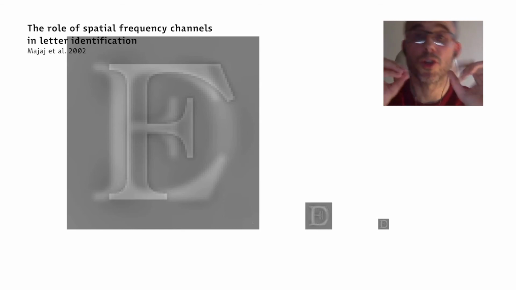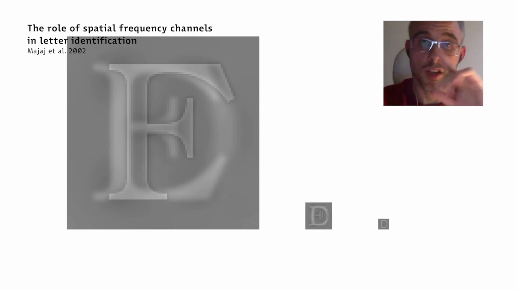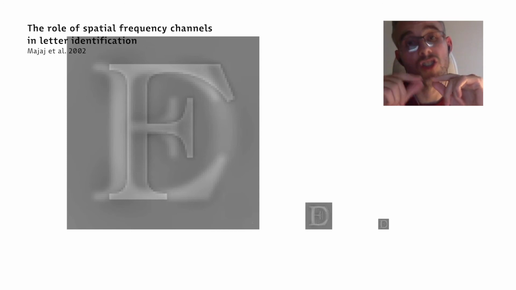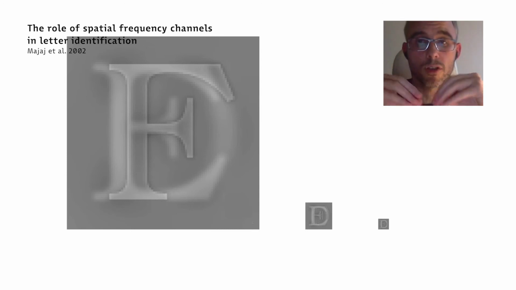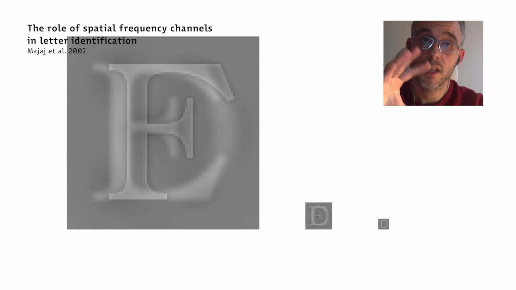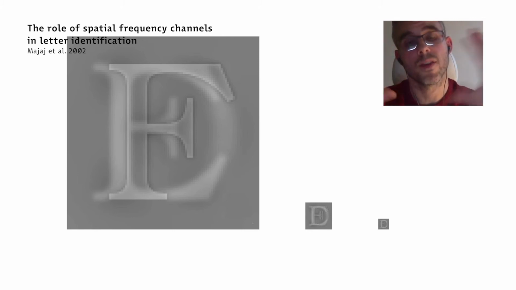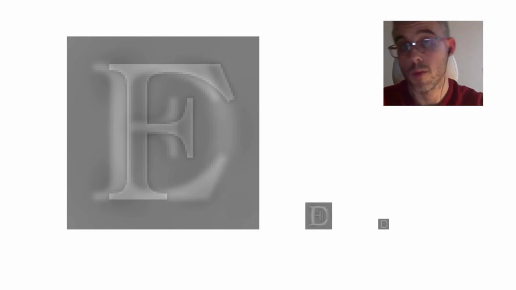However, the reason why I'm showing you this is not only for this image, but because in this article, Majaj and his colleagues generalized the findings of Campbell and Robson into letterforms by saying that the low frequency information is on the solid parts of the letters, while the high frequency is on the contours. Remember the slides that we just saw with the letter I, you know?